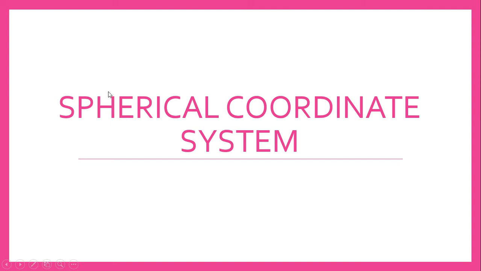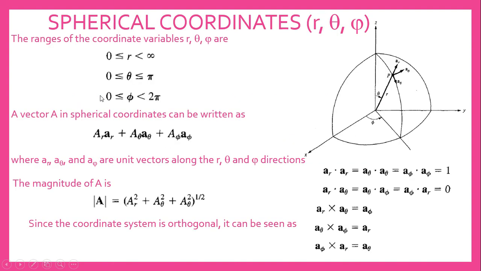Hello students, today we are going to see the spherical coordinate system. It is also an orthogonal coordinate system. It has three axes, namely r, theta and phi. And the range for all these three coordinate axes: for r, it varies from 0 to infinity.